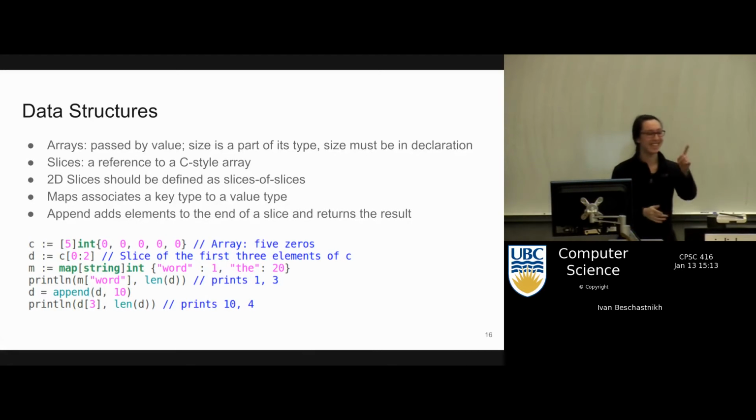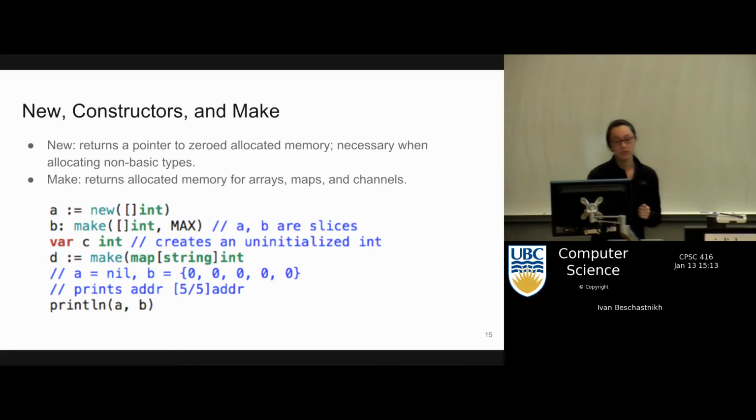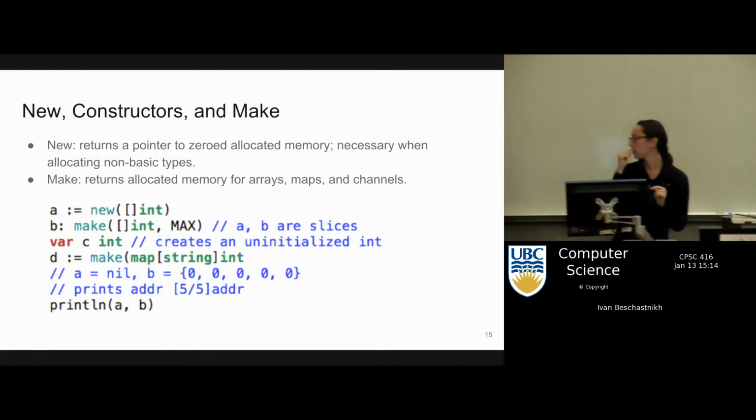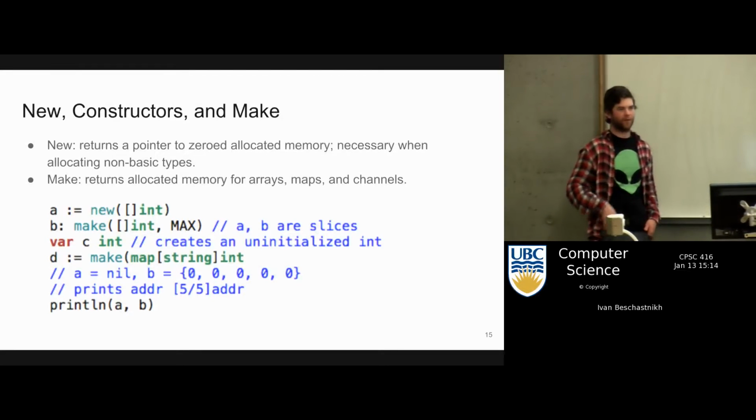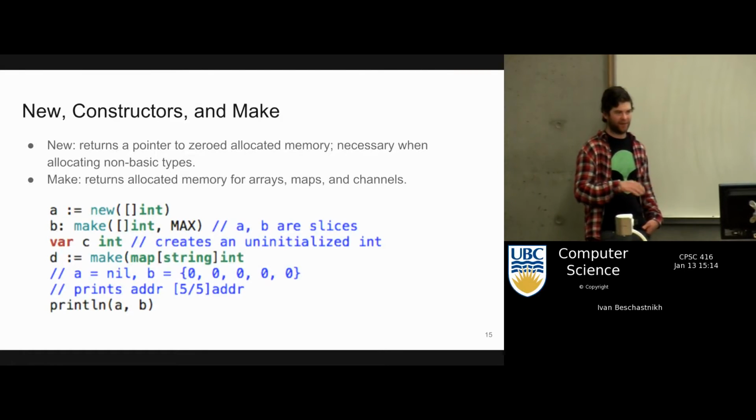Okay. Yes. So how does that relate to the previous slide where A and B are slices? Right. So A and B are slices because I did not give it a size. The way you differentiate creating a slice from an array is if you give it a size within the bracket parameter. And can you use new and make with arrays? Yeah, no, the arrays you actually have to allocate directly.